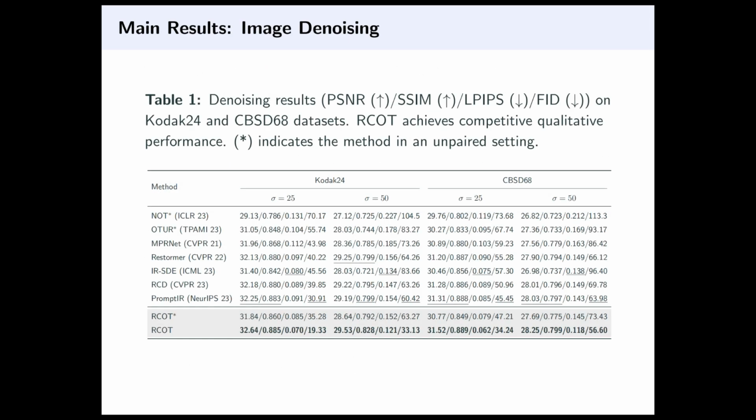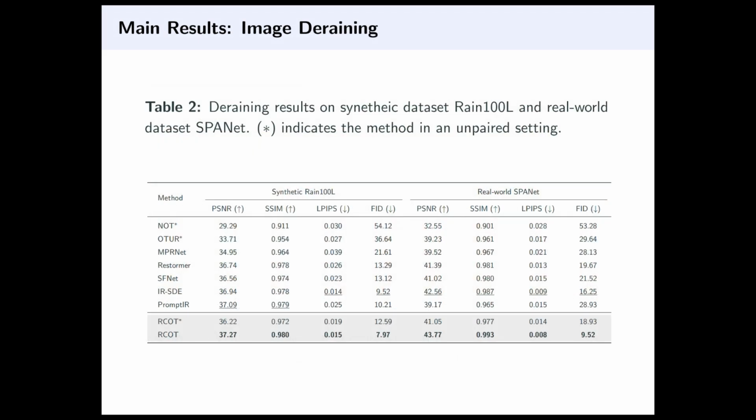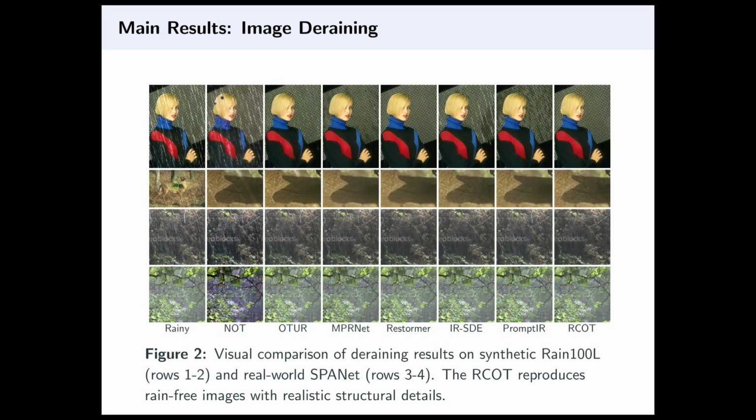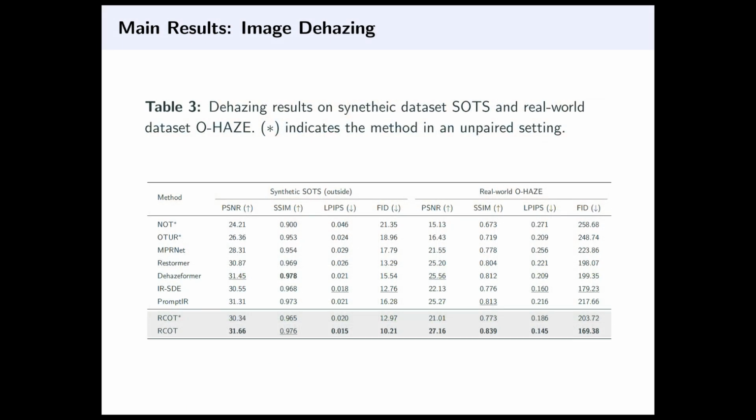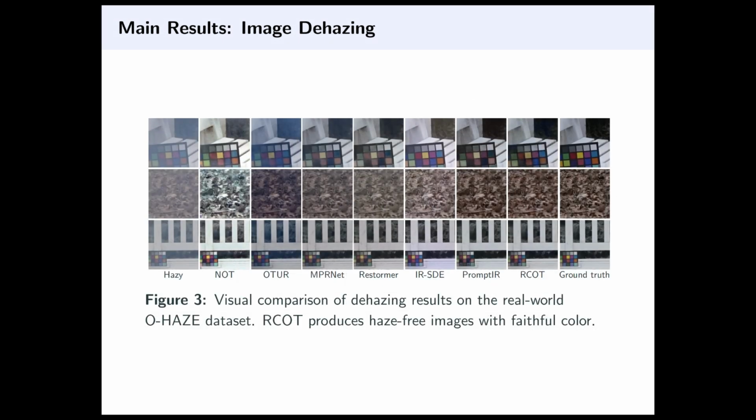Now we look at some experimental results. For the denoising task, the proposed method achieves state-of-the-art performance in terms of numerical and visual results. We can observe from Figure 1 that RCOT produces results with better textural details. Then the deraining results of both synthetic and real-world data also demonstrate the superiority. For the dehazing results on real-world haze, we can observe that our results exhibit more faithful color, while deterministic methods such as PromptIR and Restormer produce results with distorted color.